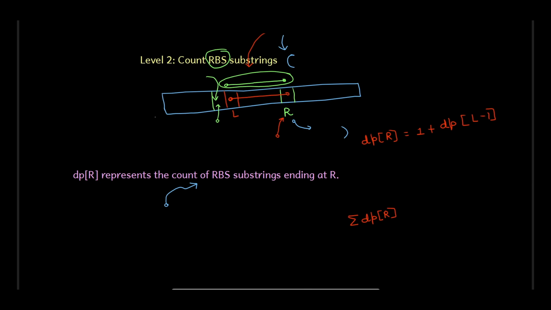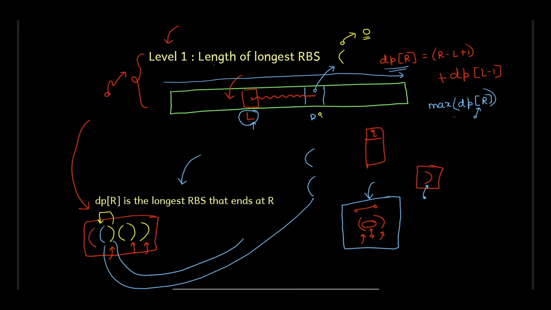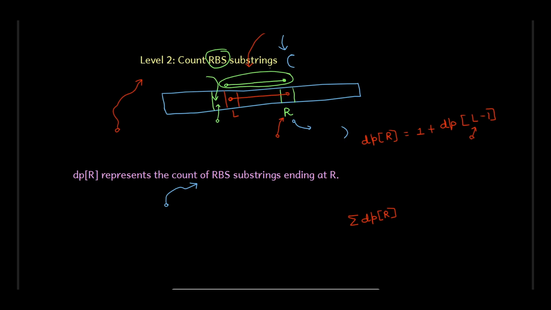So this is also an easy problem to solve using stacks and DP, because again this L is nothing but your closure point, and this closure point you can get when you do that stack algorithm. So this is just same as before, but instead of computing the longest, we are now counting the total number of valid substrings that ends at that location.